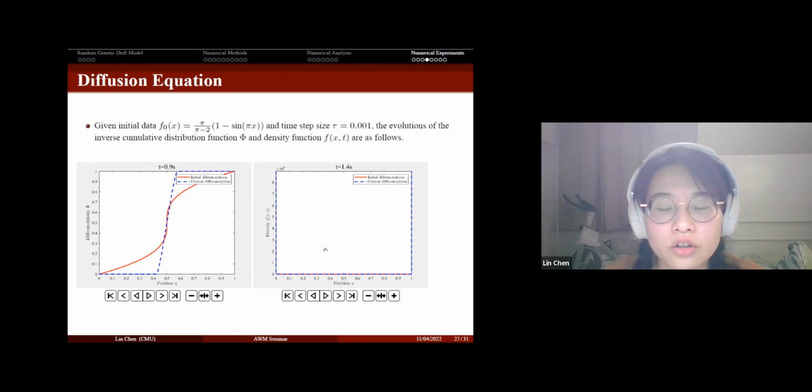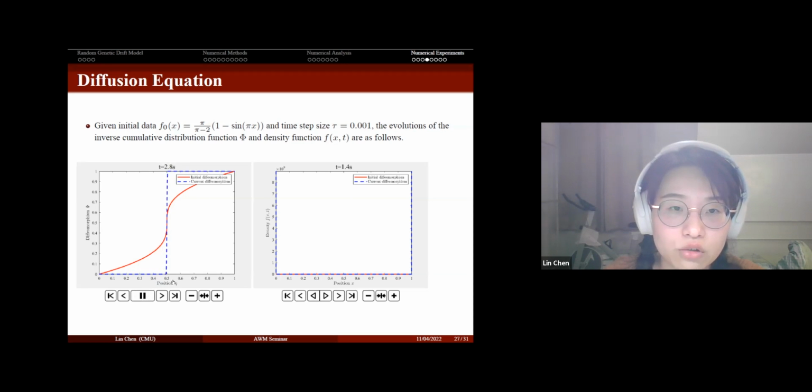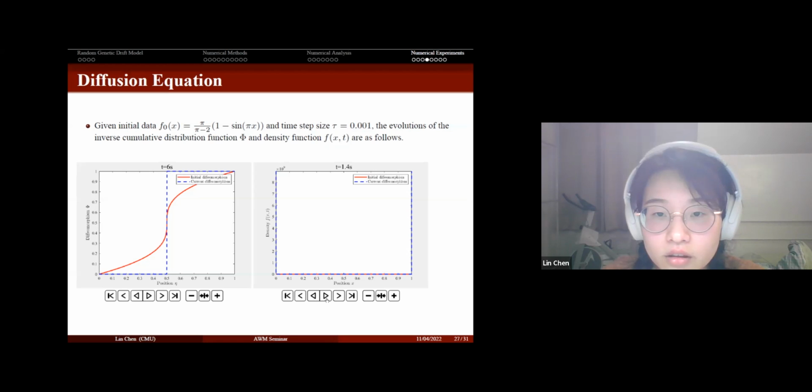So alternatively, we want to find another function that has different behaviors numerically. And this is our new function phi here. Phi is the inverse function of the cumulative distribution function. So it will converge to the step function. The red one means the initial data.